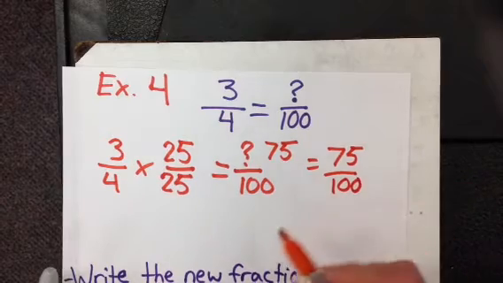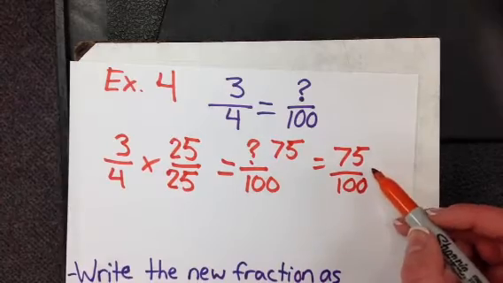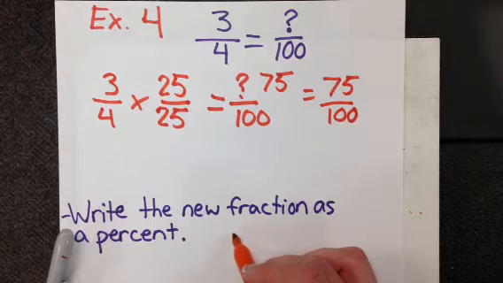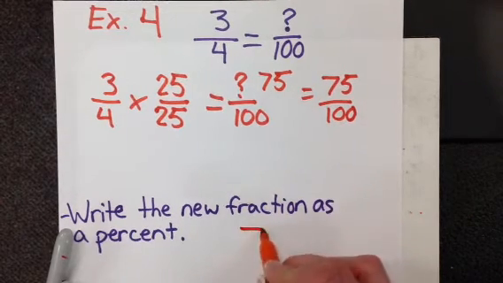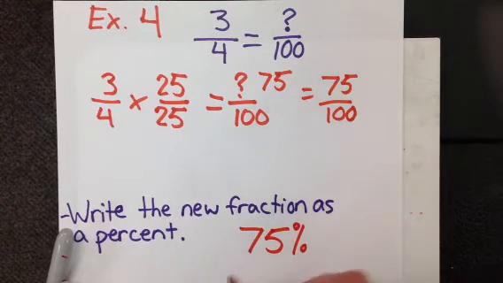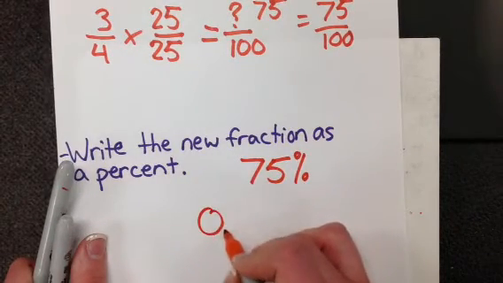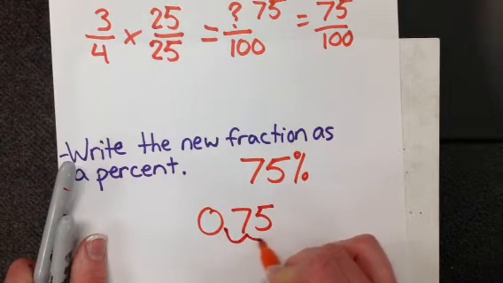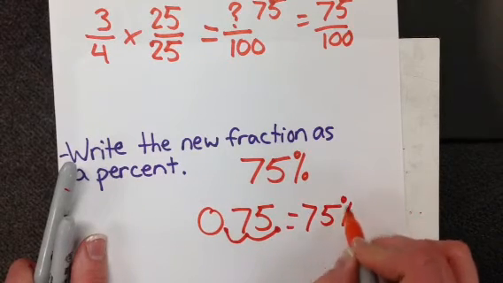But we aren't finished yet because the second part of the question says to write the new fraction as a percent. 75 out of 100, we learned, if it's hundredths, well, obviously, if that's out of 100, this is just 75%. If you would like to do it the way that we learned the other day, we could do it like this. 75 over 100 would be 75 hundredths. And to make it into a percent, move it over 2 places to the right, which equals our 75%.